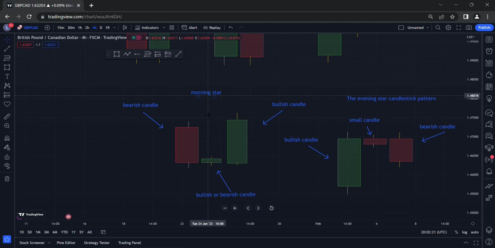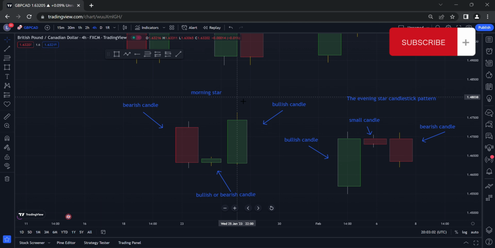The morning star. For this one, this candle opened here, then it moved down like this. It is a bearish candle, as you see here. Then for this one, it opens here and then moves up like this. It can be a bullish or a bearish candle. It doesn't matter which color, as long as it is a small candle. Then for this one, it opened here, then it moved up. They can be equal, it doesn't matter. What matters is that they have a smaller candle inside. That's what makes them a morning star.